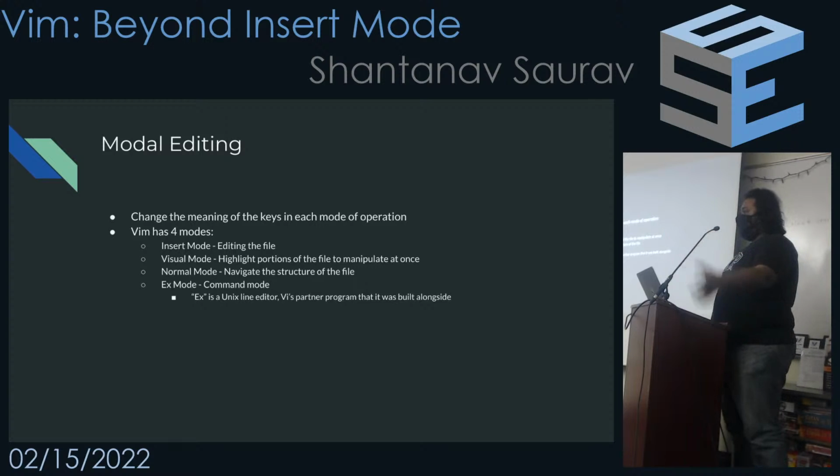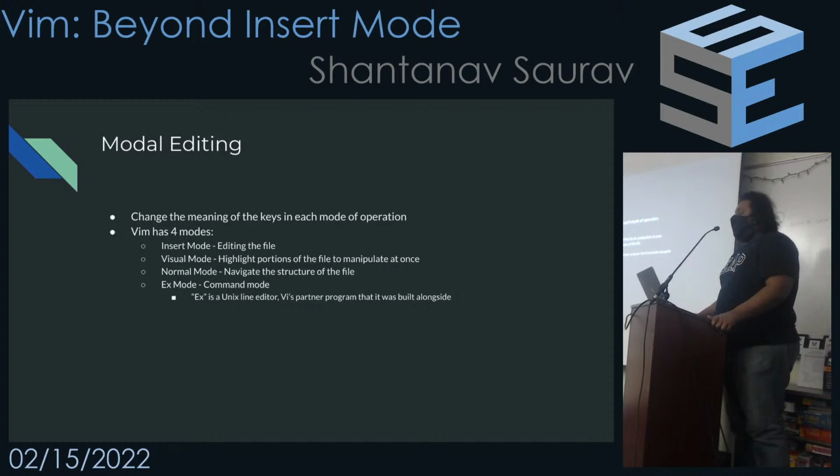There is insert mode when you are editing the file, which I'm sure pretty much everyone in this room is familiar with if you've ever opened a file in Vim. Then you're well aware of the fact that you can hit I and start typing like it's nano. I'm going to flame nano a lot. There's also visual mode, which will allow you to highlight portions of the file. There is normal mode, which will allow you to navigate and move around the structure of the file.